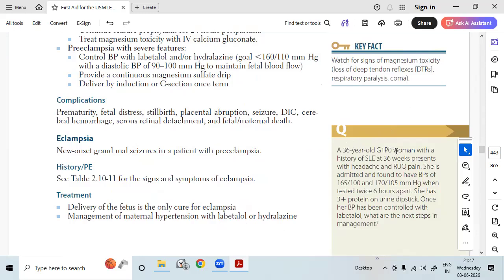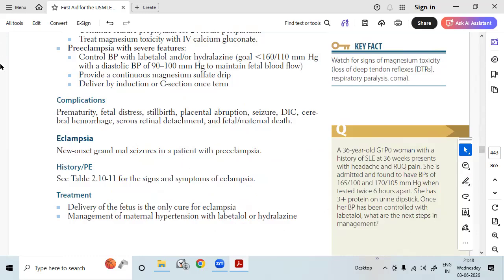A 36-year-old G1P0, gravida 1 para 0 woman with a history of SLE at 36 weeks presents with a headache and right upper quadrant pain. She is admitted and found to have very high BP. When tested twice, she has protein. Her BP is controlled with labetalol. What is the next step in management? So, what will you do in this case?